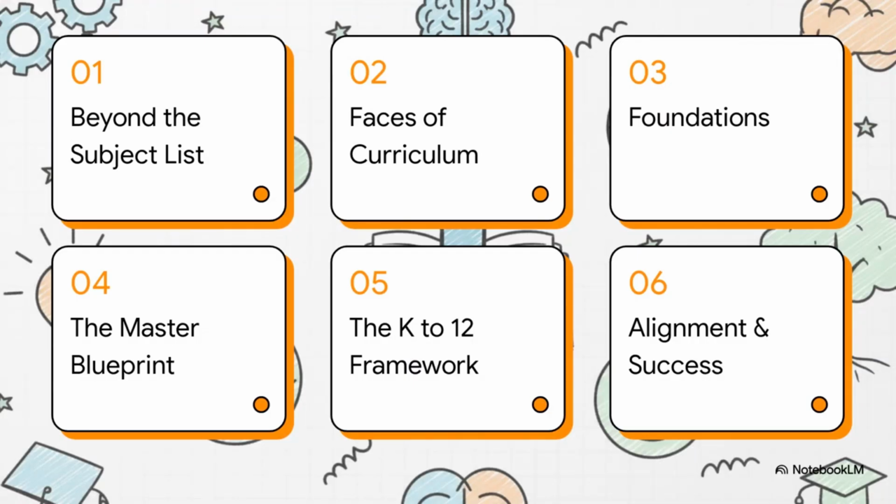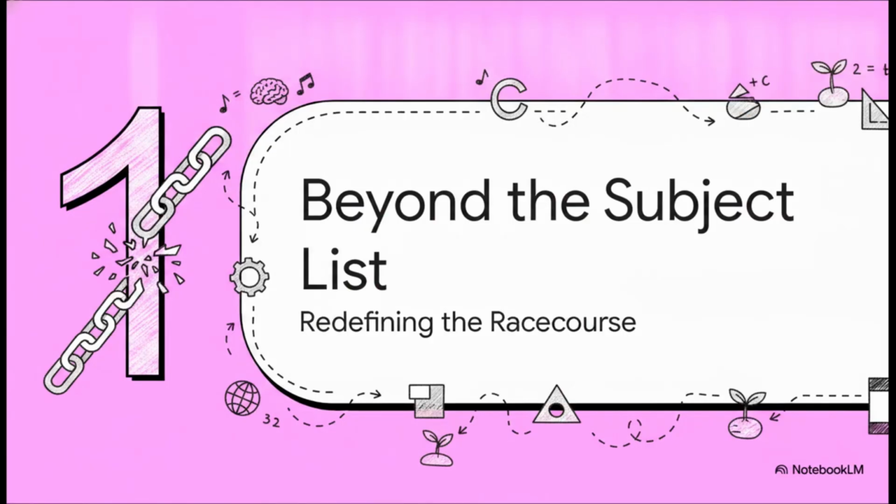All right, here's our game plan for today's explainer. We'll start by going beyond the subject list, then look at the different phases of curriculum, the foundational philosophies, and the master blueprints. After that, we'll dive into the K-12 framework and wrap up with alignment and success. Okay, part 1, beyond the subject list, redefining the race course.